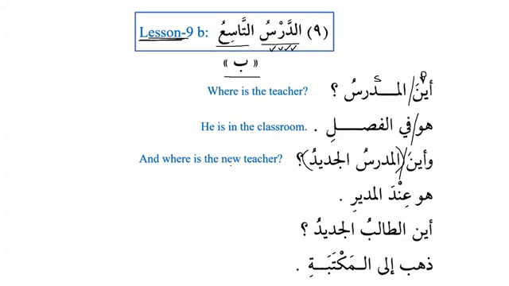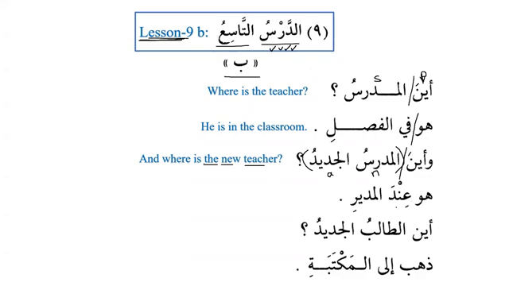So we know that in English we say adjective first and then noun, but in Arabic it's opposite. In Arabic we have noun first and then we have the adjective. And why do we translate as the new teacher? Because we have al-mudarrisu al-jadidu. وَأَيْنَ الْمُدَرِّسُ الْجَدِيدُ, and where is the new teacher?